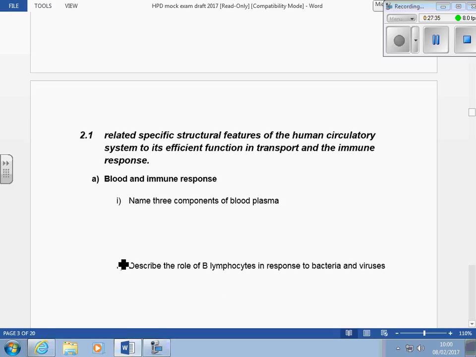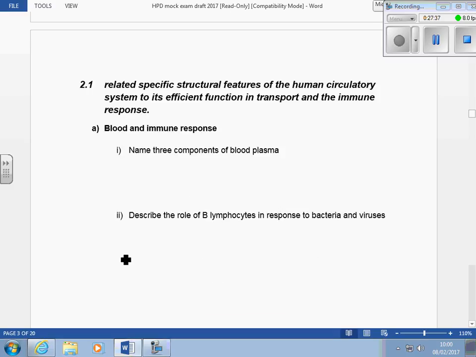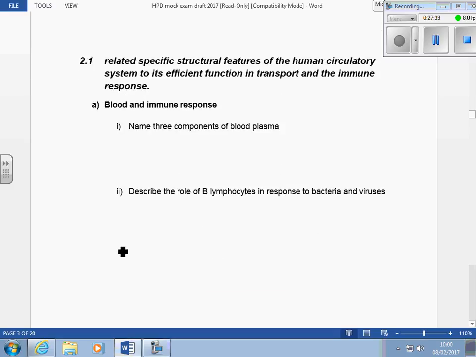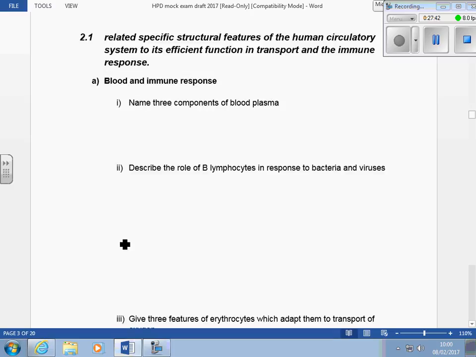Okay, now 2.1 circulatory system. Is 2.1 the circulatory system? Probably. I'm never sure whether I've got circulatory and respiratory the right way around, but it doesn't really matter, does it?